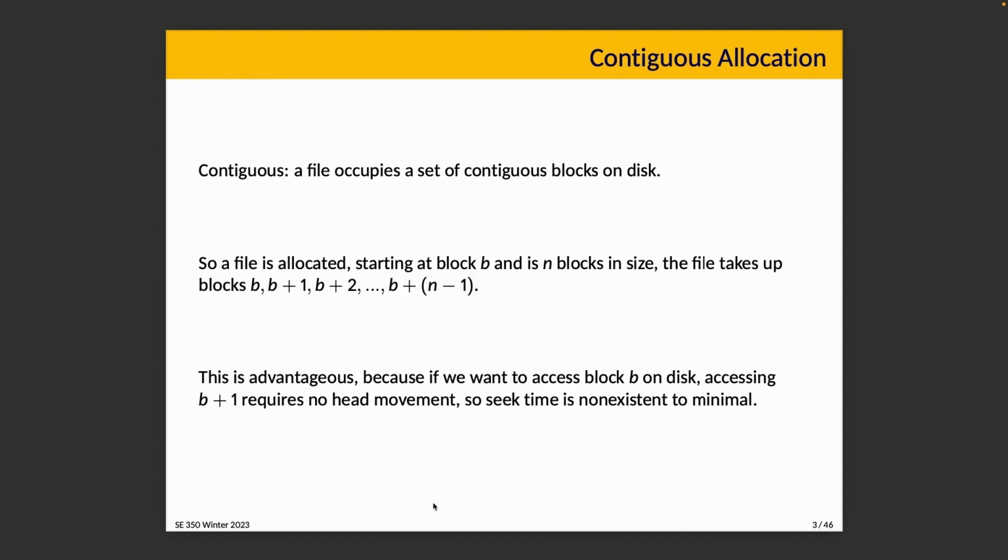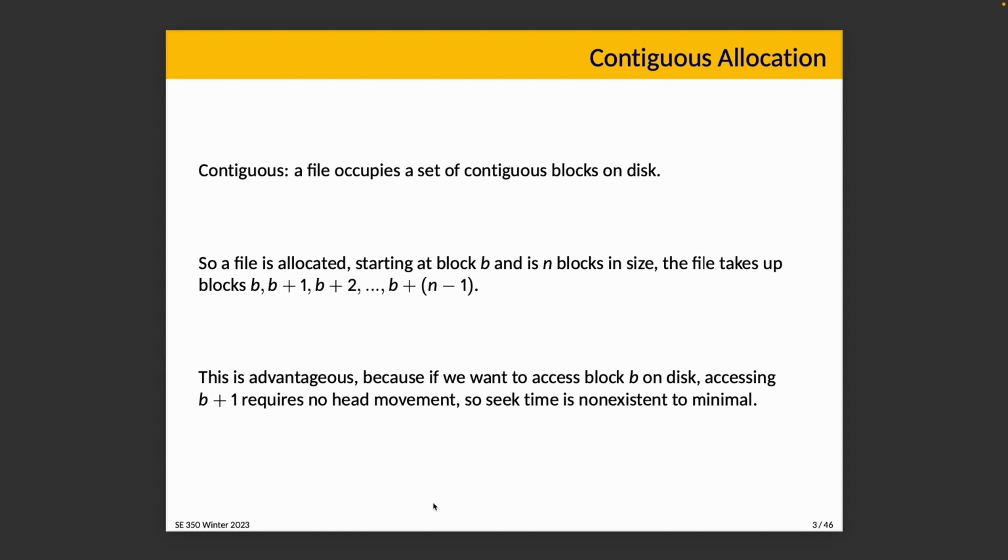So contiguous is very straightforward. It means everything is all in one chunk, right? It's not split up in any way. So a file, when it's created, is allocated to some number of blocks on disk, and all of those blocks are adjacent, such that it forms one group. When a file is allocated, we start at a particular block B. If it's n blocks in size, then on disk it takes up B, B plus 1, B plus 2, all the way up to B plus n minus 1. And those are the blocks that are occupied by this file.